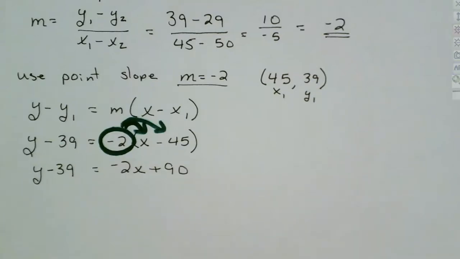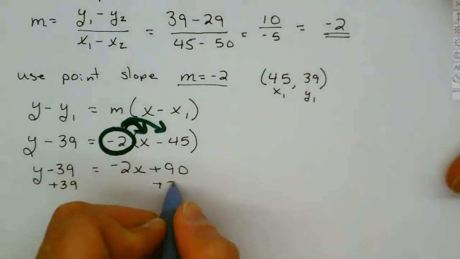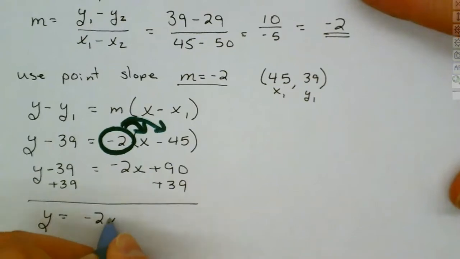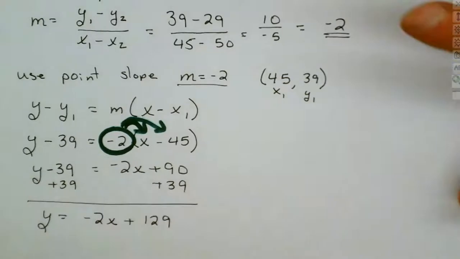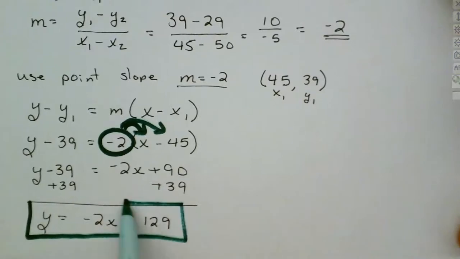Now, what do we want to do? We want this in slope-intercept form. Slope-intercept form means we solve it for y. So add that 39 over. And now we've got it in slope-intercept form. So now we have y equals negative 2x plus 129. And that should be one of the answers. And it is.